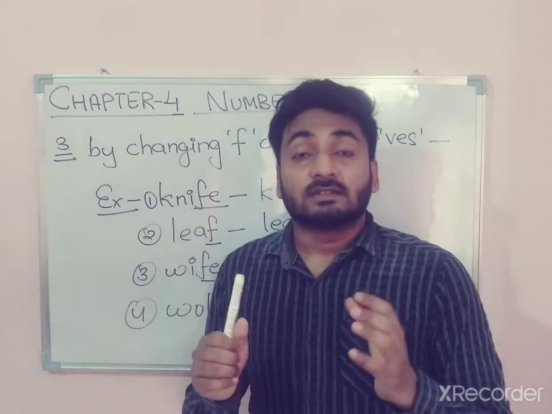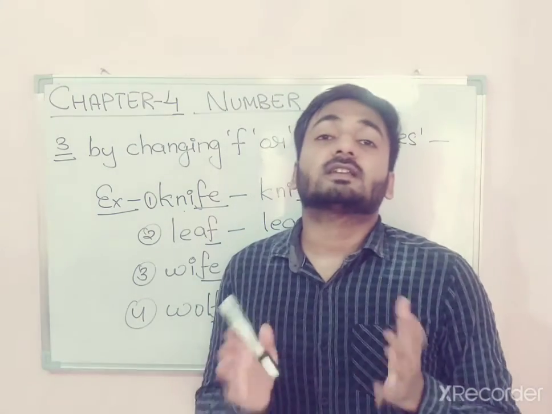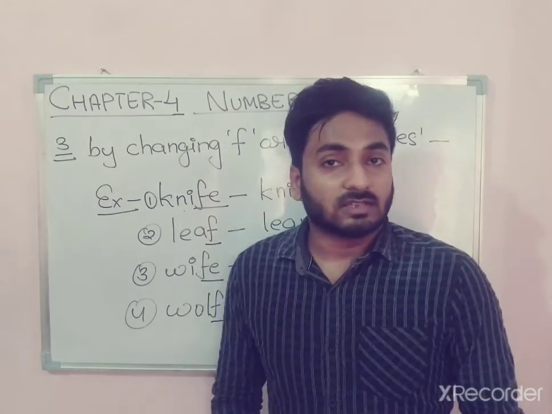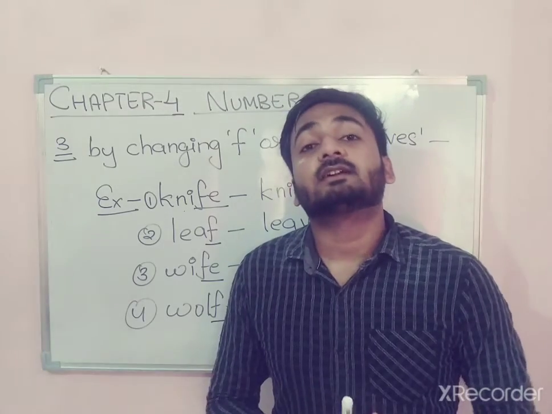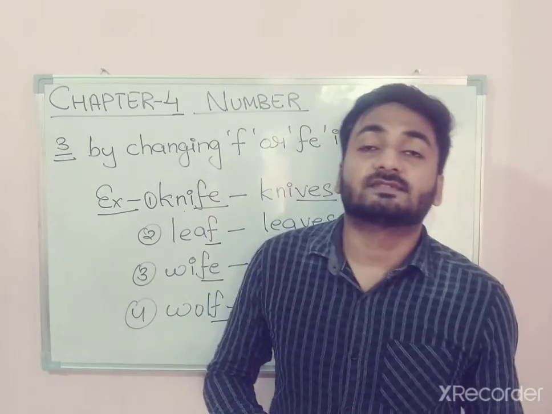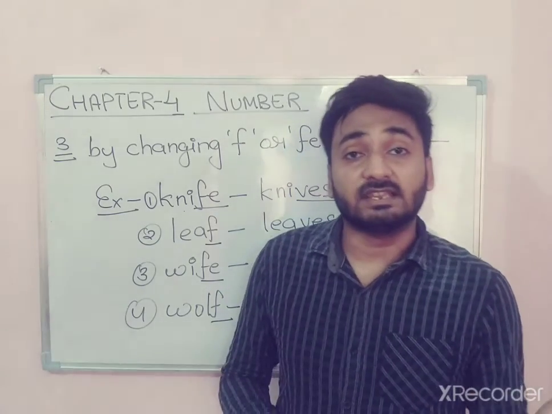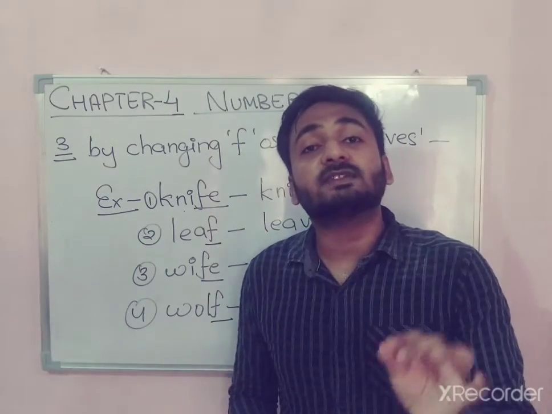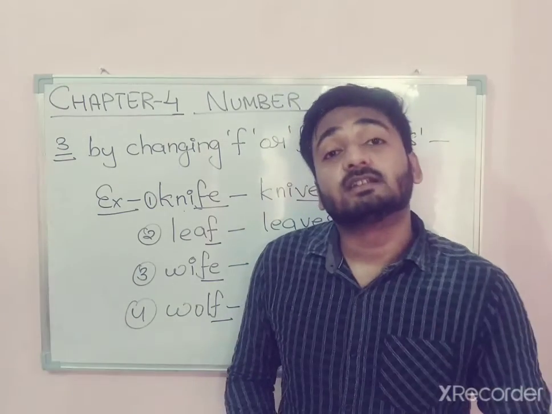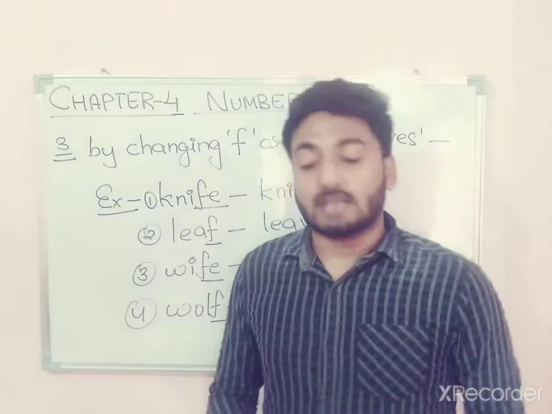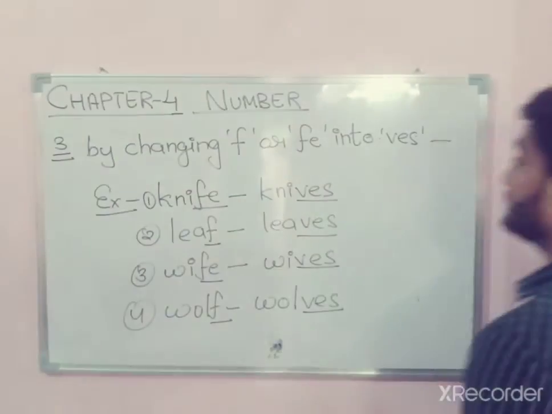But with some nouns it doesn't go. Like cliff becomes cliffs, roof becomes roofs, not ves. We just simply add s to roof and cliff. Okay. Now come to rule number 4.